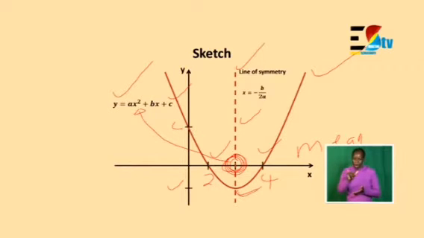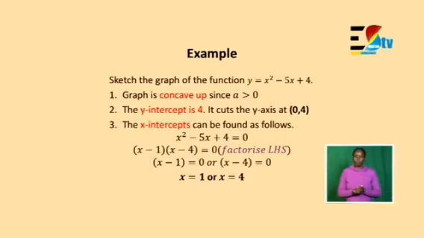Then you are done getting the turning point. And of course, the coefficient, as I've said, will tell you whether the graph is opening upwards or downwards. Let's quickly go to an example to use this idea that we have talked about. Okay, here is an example. Sketch the graph of the function y equals x squared minus 5x plus 4.